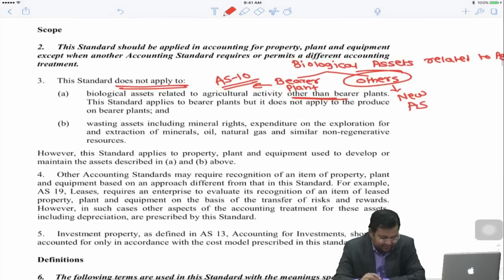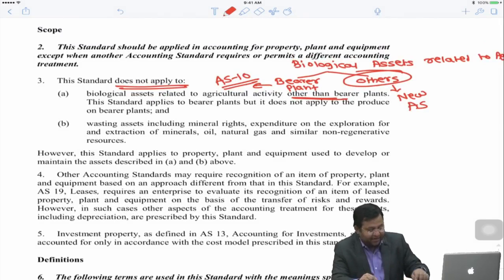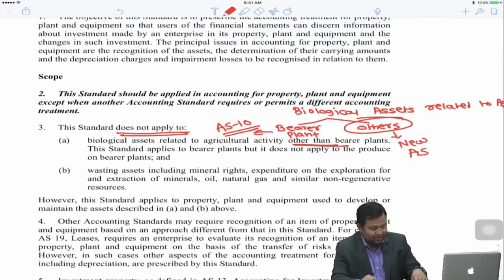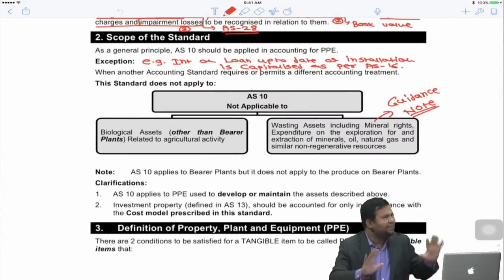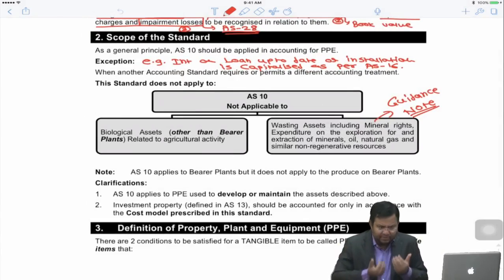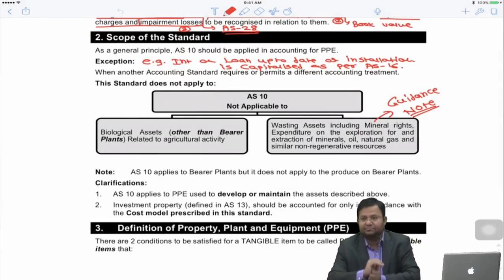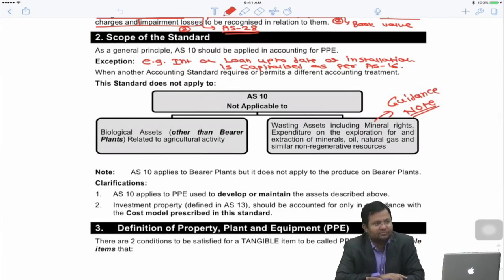Other accounting standards may require recognition of item of property, plant, equipment based on approach different than this standard. That's okay. So I come back. मैंने पूरा explanation नहीं दिया. ये आपका basically आपको बेयर टेक्स्ट ज्यादा रेफर नहीं करना है. बेयर टेक्स्ट में आपको बीच-बीच में लिखते जाऊंगा सिर्फ. सब कुछ एक्सप्लेन नहीं किया मैंने. स्कोप अभी बहुत सारा एक्सप्लेन करना बाकी है और 4-5 कम से कम एग्जांपल आएंगे.